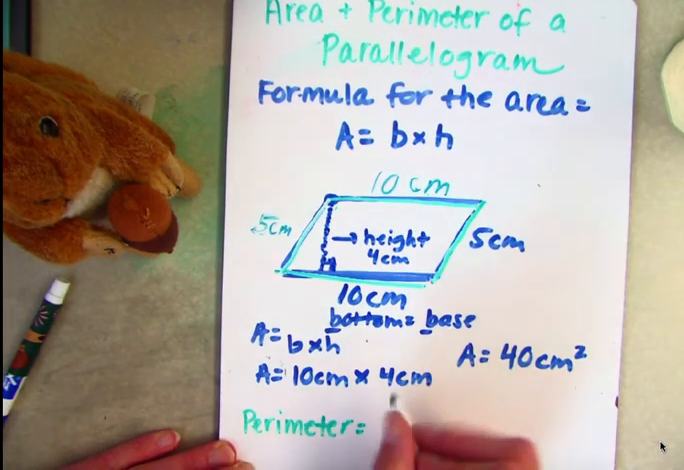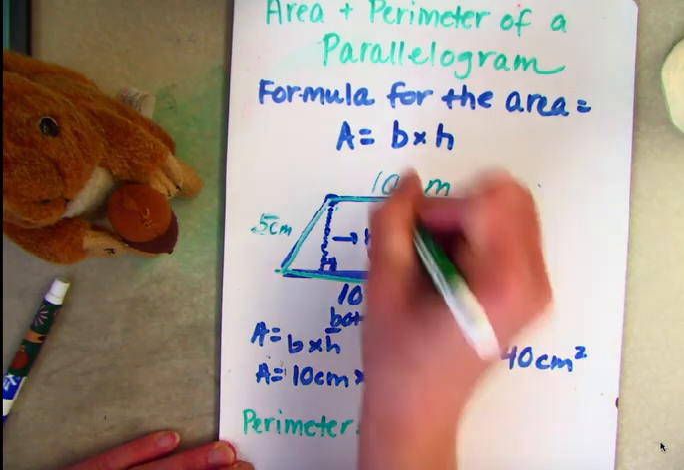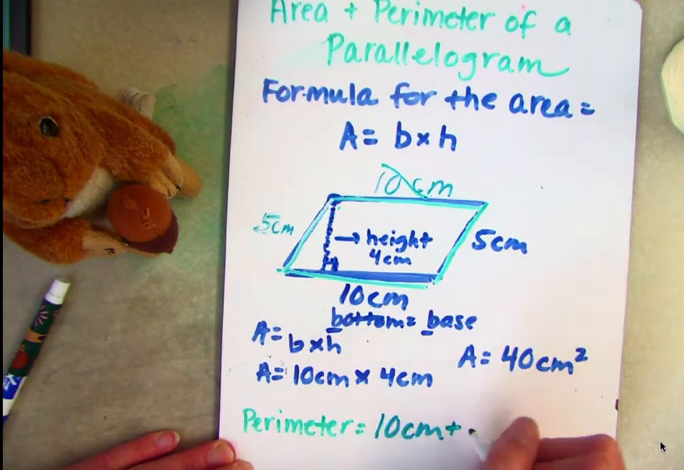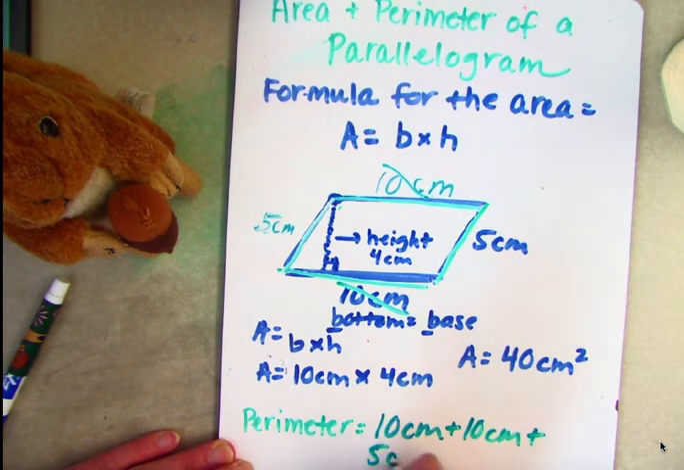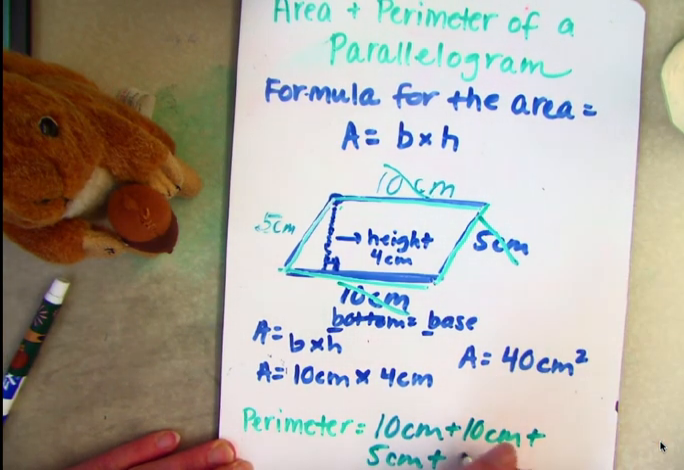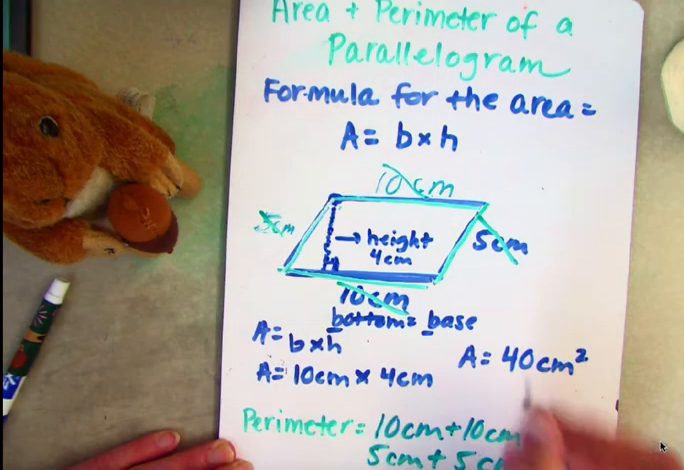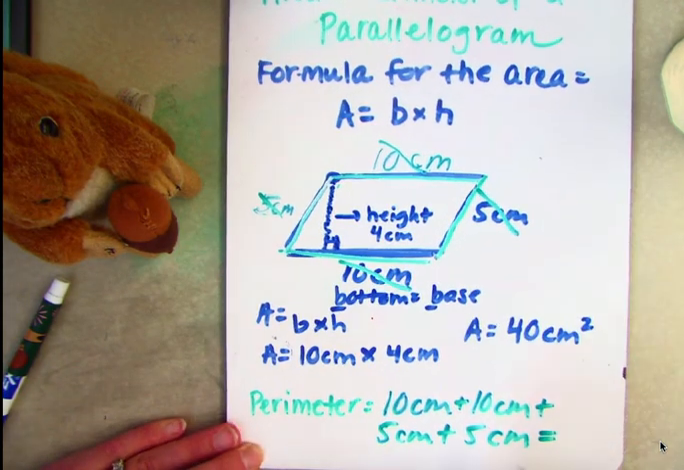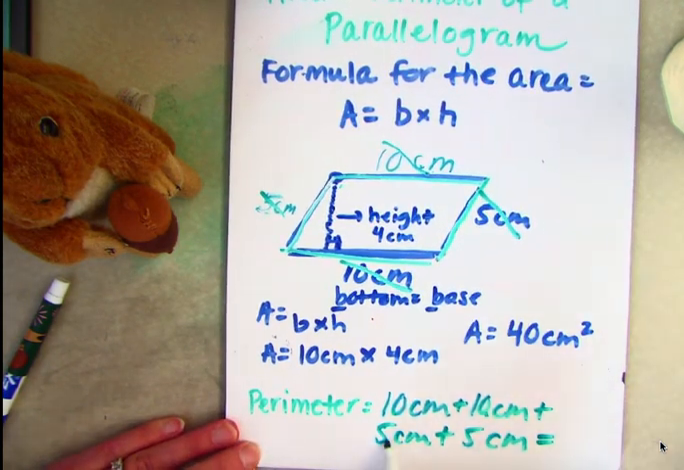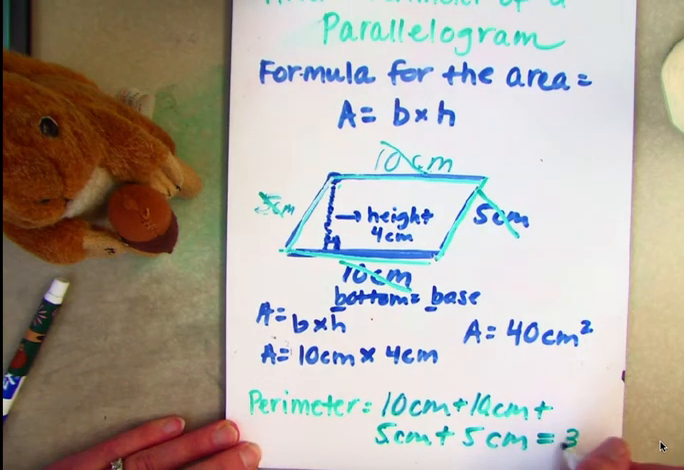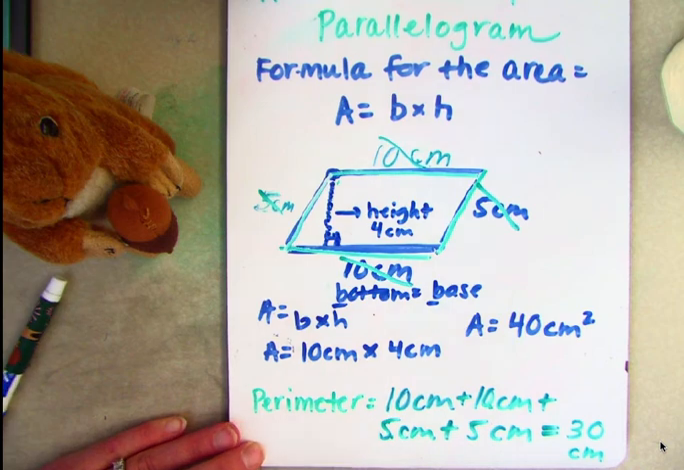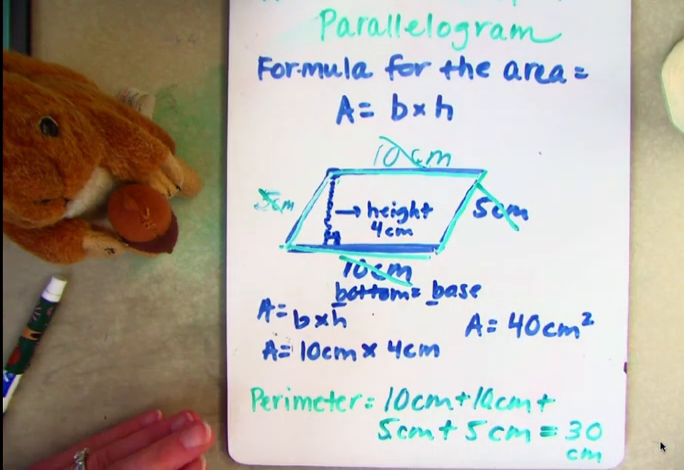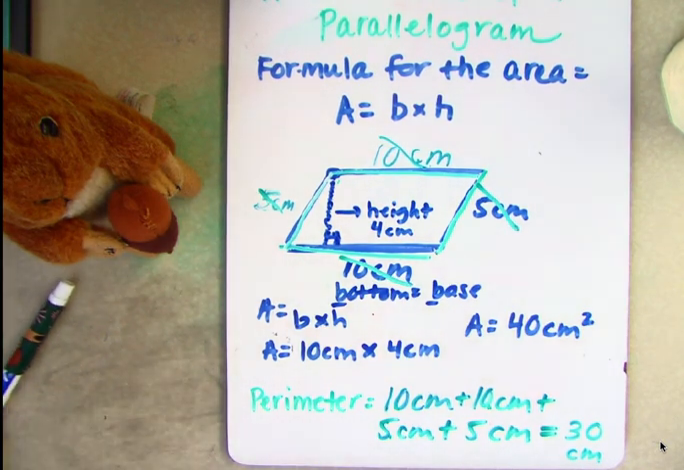So let's add it up. 10 centimeters plus 10 centimeters plus 5 centimeters plus 5 centimeters is equal to 10 plus 10 is 20, plus 5 is 25, plus 5 is 30 centimeters. Notice I did not add the height. It is not part of the outside shape. Let's try another one.